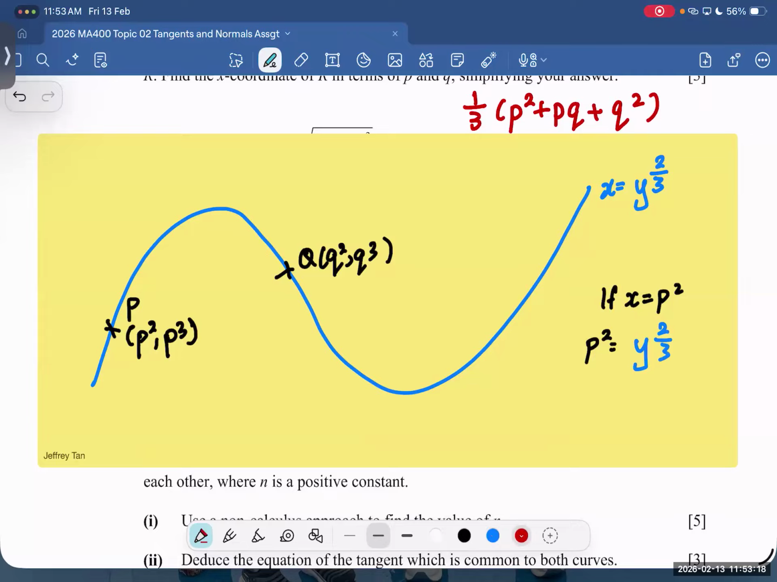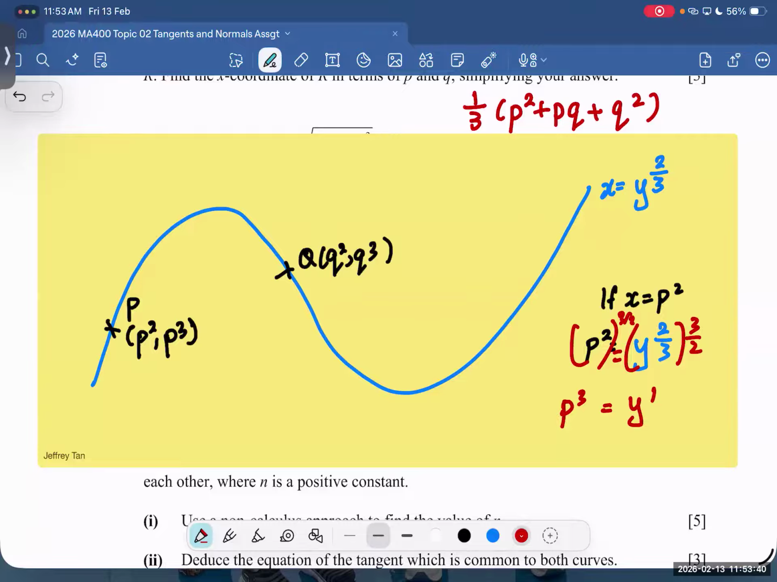How do I find out what is y? Just now I was sharing this trick. Very simple. I raise to the power 3 over 2. So you can see that y to the power 1 is p cubed. And I guess I don't need to do it for Q because it's the same. The sequence of the workings is all the same. So it's P, P cubed, Q, Q cubed.